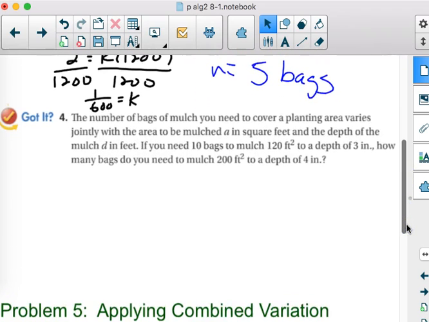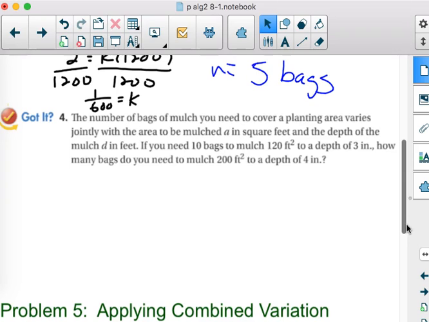Yep. So, got it. Number 4. Let's take a peek. The number of bags of mulch you need to cover a planting area varies jointly with the area to be mulched in square feet and the depth of the mulch deep in feet. If you need 10 bags to mulch 120 square feet to a depth of 3 inches, how many bags do you need to mulch 200 square feet to a depth of 4 inches?